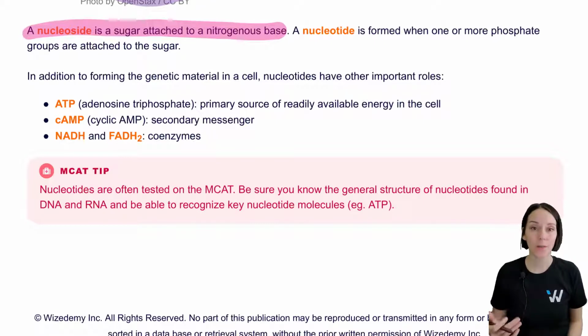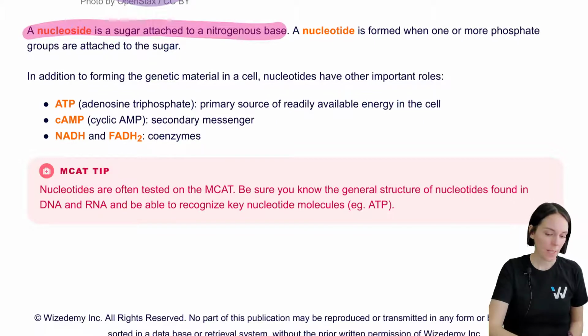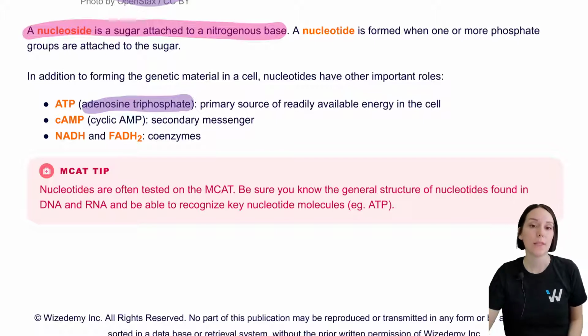In addition to forming our genetic material, nucleotides also have other important roles. So there's certain key molecules that you should definitely be aware of for the MCAT that are nucleotides, and one of those is ATP. So ATP is going to show up a lot. ATP is a nucleotide, and ATP stands for adenosine triphosphate. So it is a sugar with an adenosine attached and three phosphate groups. And as we'll see later in the course, ATP is the primary source of chemical energy that's available in the cell.